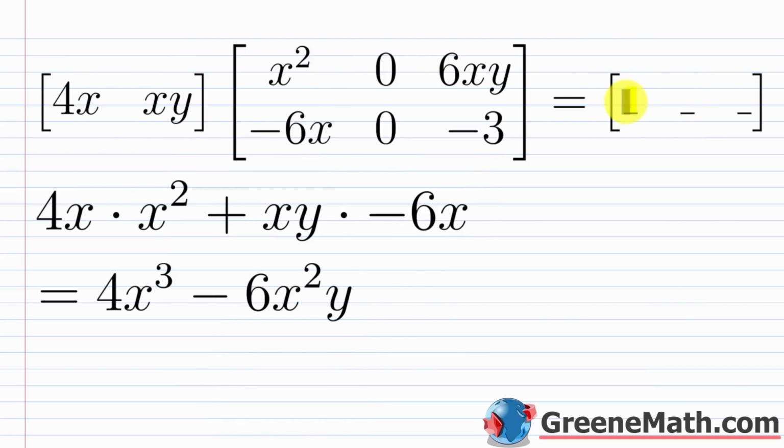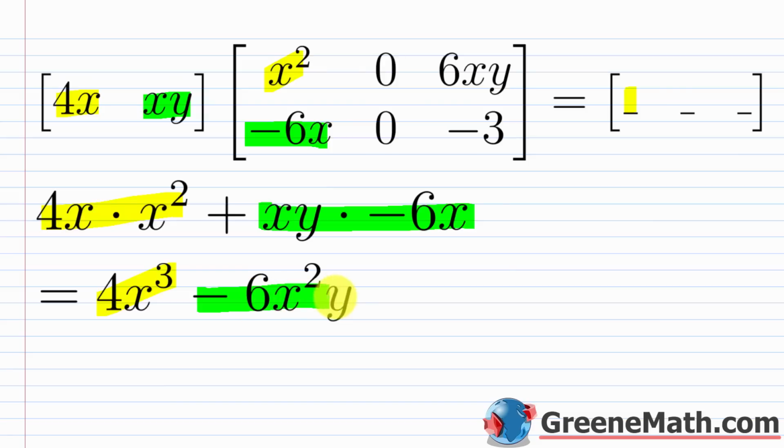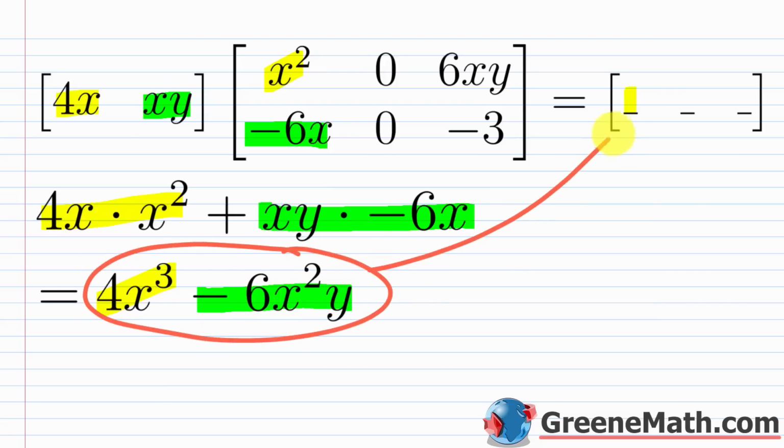This is row 1, column 1. So this is your first row. This is your first column. Let's just go through and say that we have 4x times x squared. So you would just have 4x cubed for that, because essentially the 4 comes along for the ride. X times x squared is x cubed. Then if you think about moving down, you have xy times negative 6x. Well, this is going to be right here. And essentially your negative 6 comes along for the ride, and then x times x is x squared, and then you just have y. So this would be minus 6x squared y. So this right here is going to go right there.